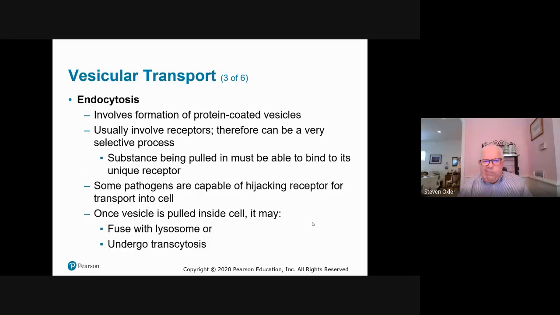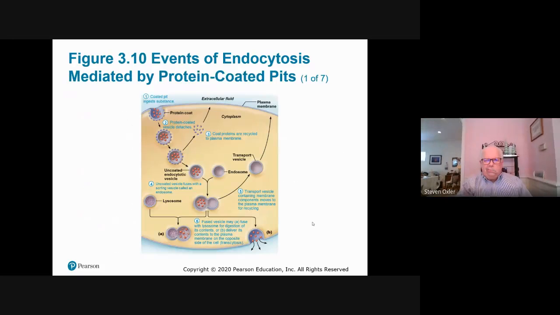What really happens is this particle that you need to get into the cell fuses with a bag of hormones or enzymes, and then it comes into the cell. Here's a typical example.